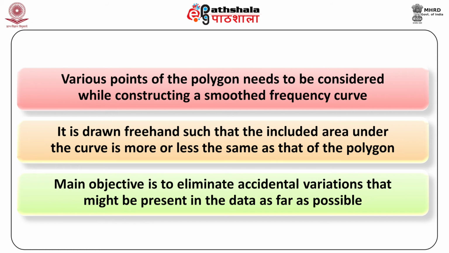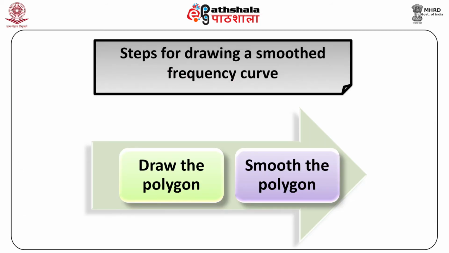Various points of the polygon need to be considered while constructing a smooth frequency curve. It is drawn freehand such that the included area under the curve is more or less the same as that of the polygon. Its main objective is to eliminate accidental variations that might be present in the data as far as possible. The 2 steps for drawing a smooth frequency curve are: draw the polygon and smooth the polygon.